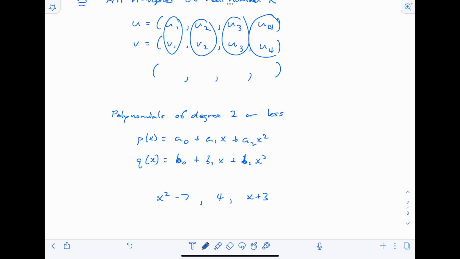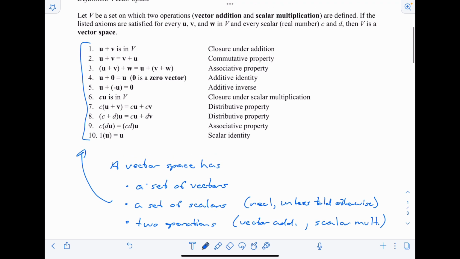The idea being that if I add 2 of these together, I will get yet another polynomial that is of degree 2 or less. If I multiply by a scalar, I'm just multiplying the coefficients, so it's another polynomial of degree 2 or less. Obviously, all of these things apply. I can add them in different directions. The 0 polynomial in this case would just be 0. If I add it to any polynomial, I'm just going to get the same polynomial back, and so forth. So all of these hold as long as I allow for all polynomials of degree 2 or smaller.